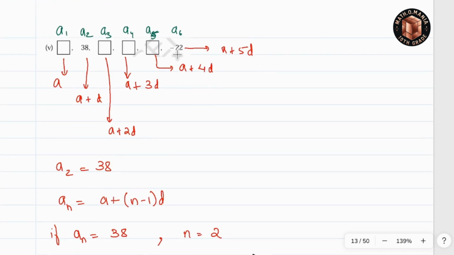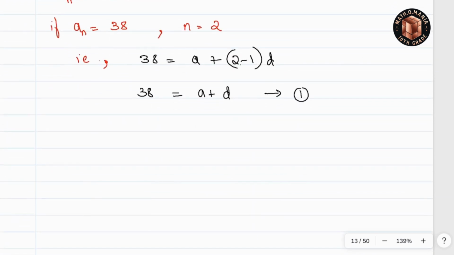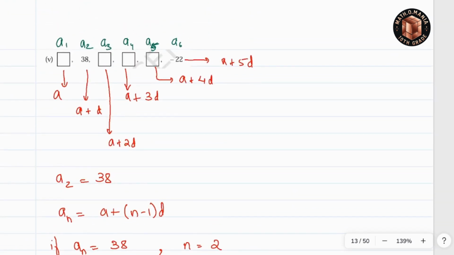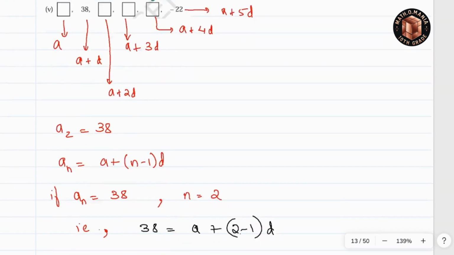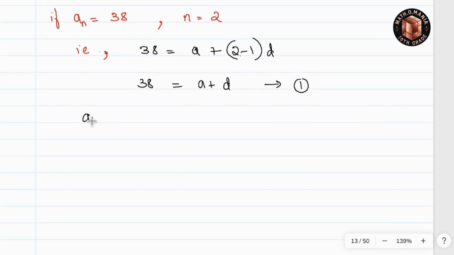Again, the next term which is given here is minus 22, right? That is our last term, A6. So, let me write for that one. If I am taking that as my An, what is the term? It is the sixth term. Therefore, An equals A plus (n minus 1) into D. Here, my An is minus 22, so I can substitute those values. That is minus 22 equals, what's the A here? I don't know the value for A. That is A plus n, and its position is the sixth position.